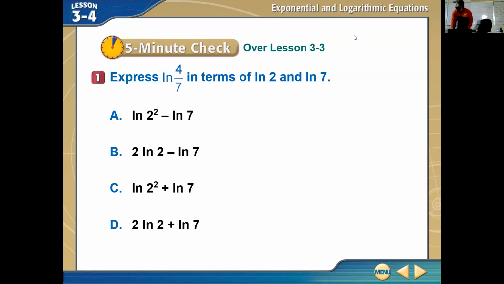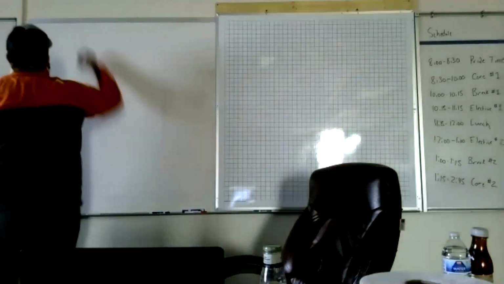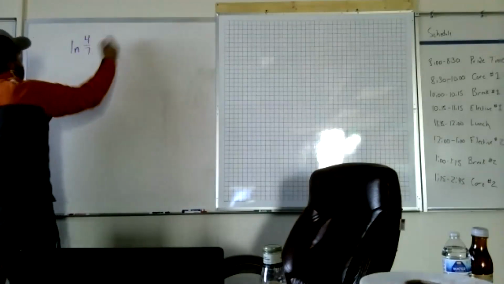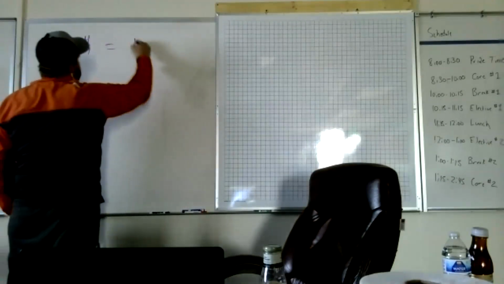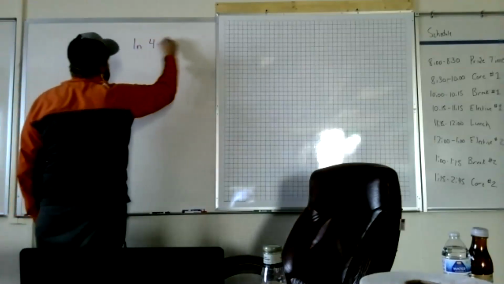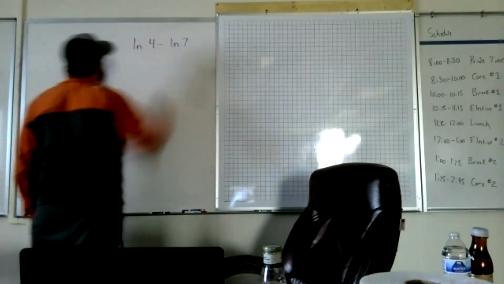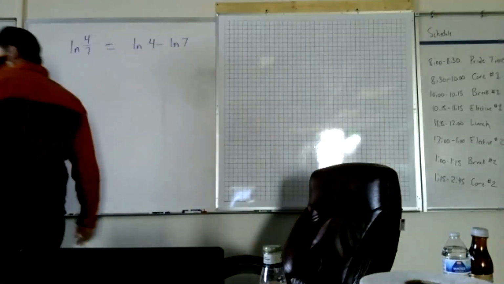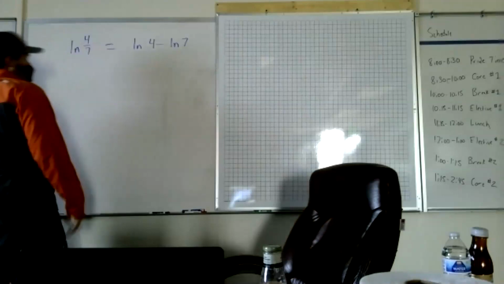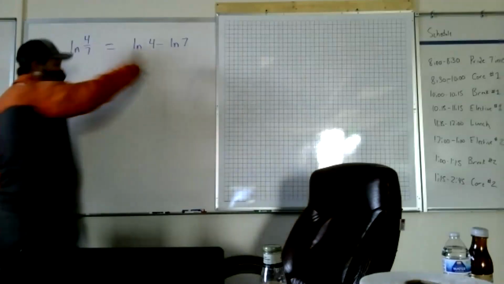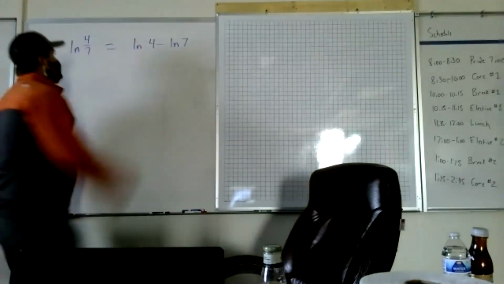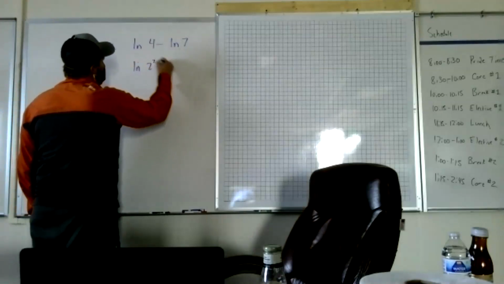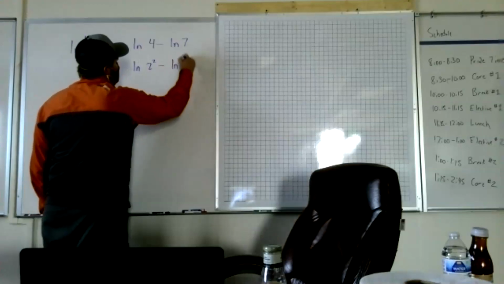So this one's fairly simple. So the natural log of 4/7, per the quotient property that we learned, is equivalent to the natural log of 4 minus the natural log of 7, right? And we want to get it into terms of natural log of 2 and natural log of 7, as the answer says. So what can I do to 4 to manipulate it to get it into a base of 2? Well, 4 is 2 squared. That's the natural log of 2 squared minus the natural log of 7.